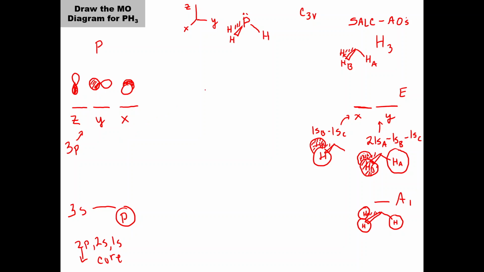Now, hopefully you're looking at this and you're not just following along with me, but that you're thinking, okay, what would we do next? What would we do next? Okay, let's label the symmetries of these. So what is this 3S orbital, the symmetry on the 3S? A1. Yeah, A1. What about the PZ?